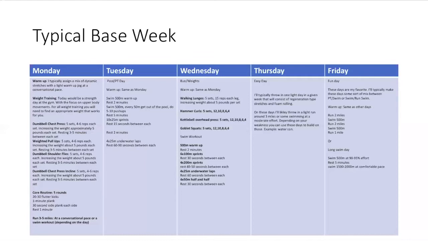And after the core routine, you'd move on to an aerobic base building type run. So you'd be running 3 to 5 miles at a conversational pace or a swim workout. And this depends on the day. So say for Monday, we're going to be doing a run. So I'd have you run 3 to 5 miles at a conversational pace, or you'd be writing this yourself. So you'd write in a 3 to 5 mile run at a conversational pace, and that would be your training day. Tuesday would be a pool PT day.